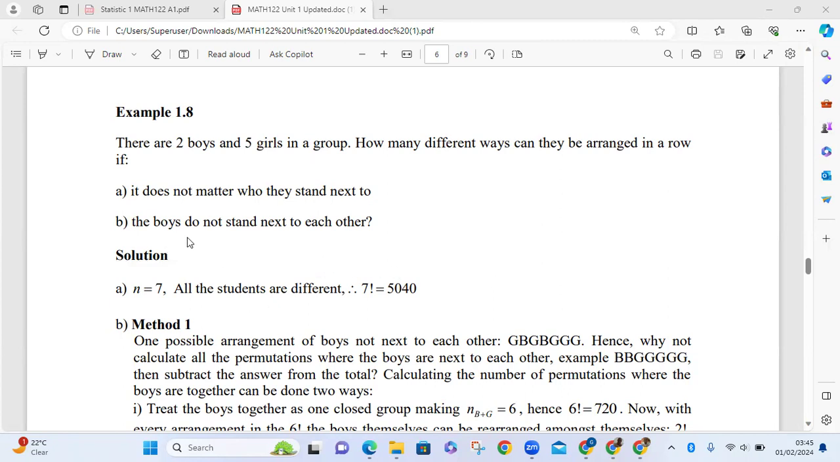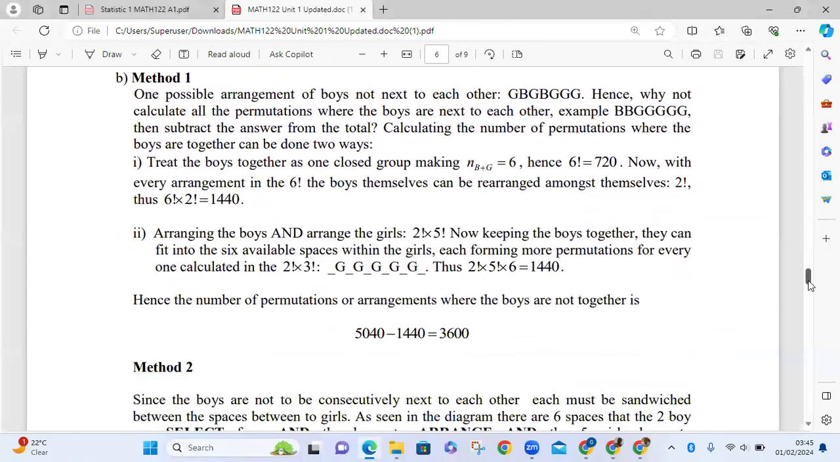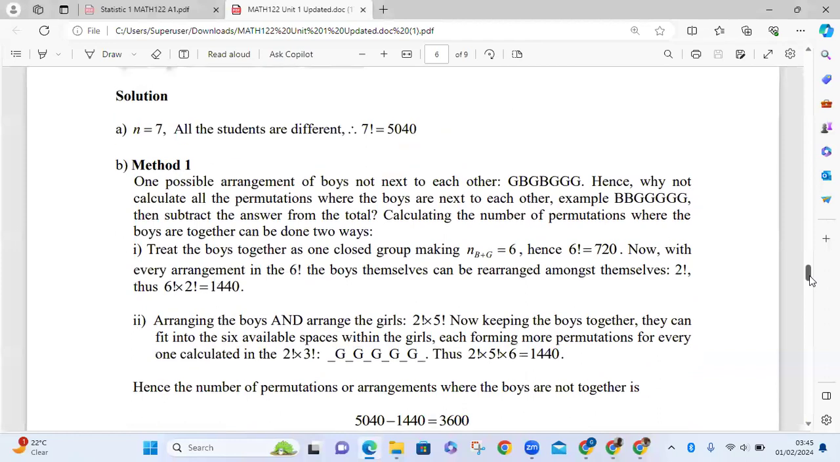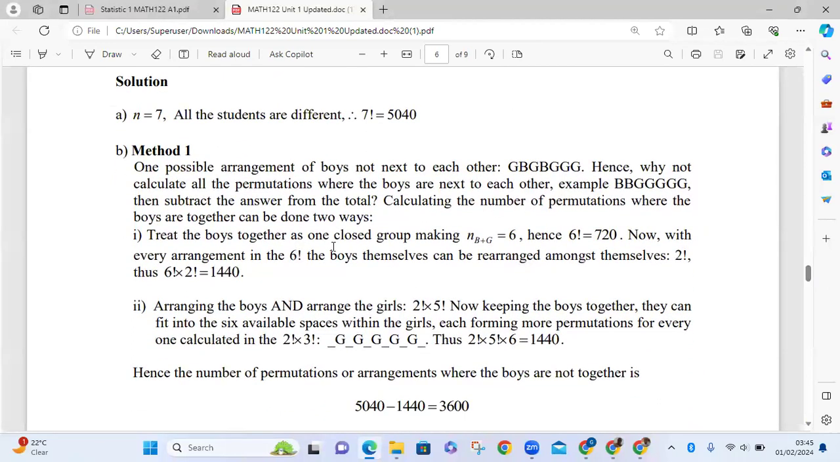Now, part B. It says that the 2 boys do not stand next to each other. So now, you have 2 different methods to calculate this. Let's look at method number 1. It says one possible arrangement of boys not next to each other. That's one possibility. So it's always a good idea to draft out a possibility to get a feel of what you are doing, because that's also reflecting a physical activity. You are calculating the total number of ways that this can be done.